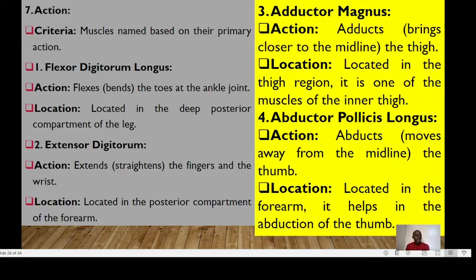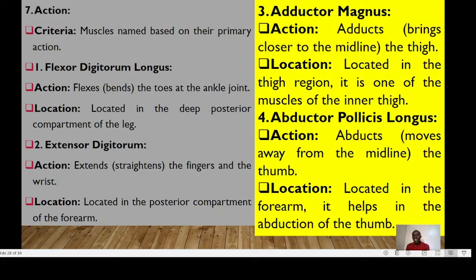Muscles are also named based on their action. Muscles are named because of the primary action, like the flexor digitorum longus. It flexes the toes at the ankle. It's located deep in the posterior compartment of the leg. Extensor digitorum, it extends or straightens the fingers and the wrists. And it's located in the posterior compartment of the forearm.